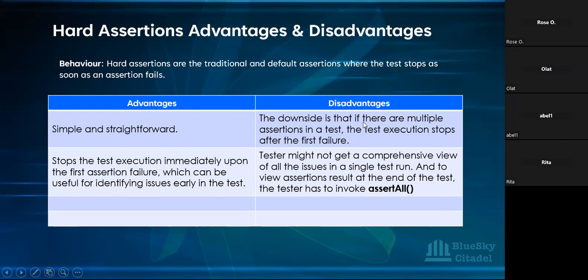Disadvantage: the downside is that if there are multiple assertions in the test, execution stops after the first failure. For example, it's like what we were trying to do for Edge the other day, where it logs in, but at the end of the day, the element is not clickable. So that is the disadvantage of hard assertion here. The tester might not get a comprehensive view of all the issues in a single test run. And to view the assertion results at the end, the tester has to invoke the assert all method.